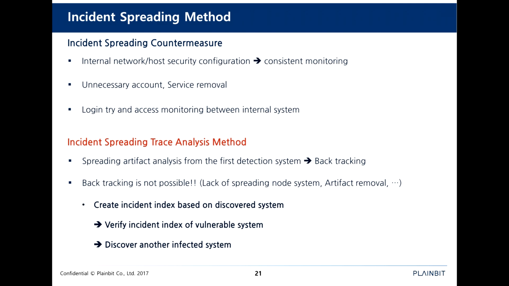In order to trace the internal network spreading of malicious code, the incident-related traces identified from the host analysis should be indexed. Recently, attackers often use anti-forensics techniques to remove traces when moving systems. Therefore, it is very difficult to trace the system if the indicators of compromise (IOC) that can identify the characteristics of the infringed system are not managed.